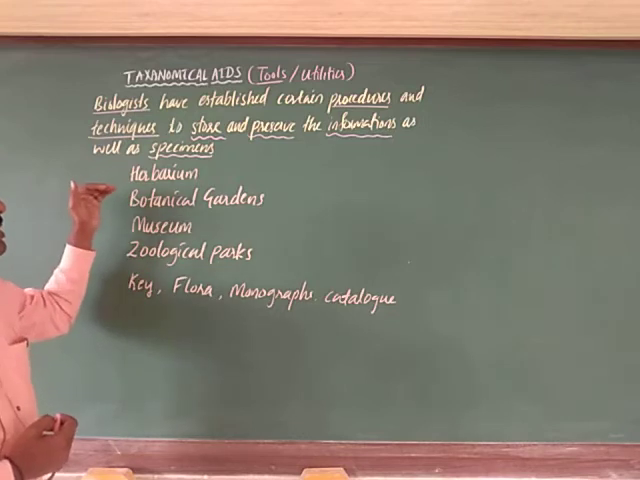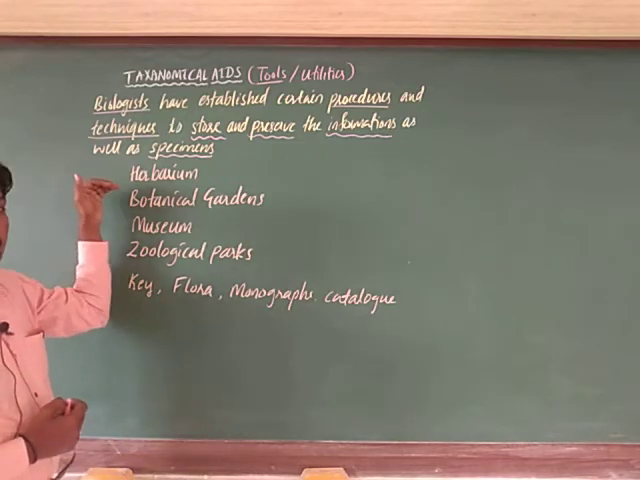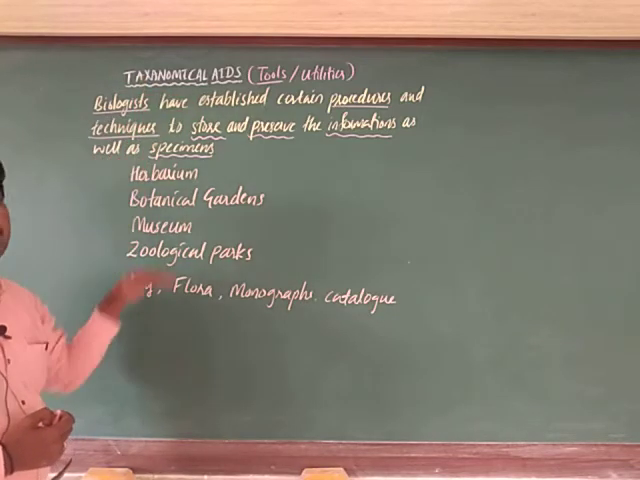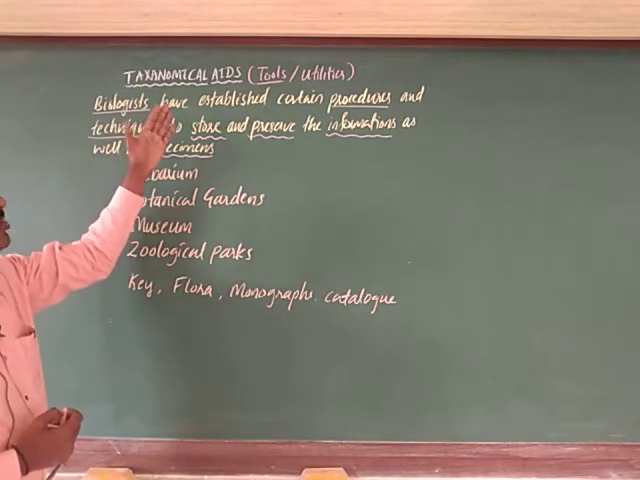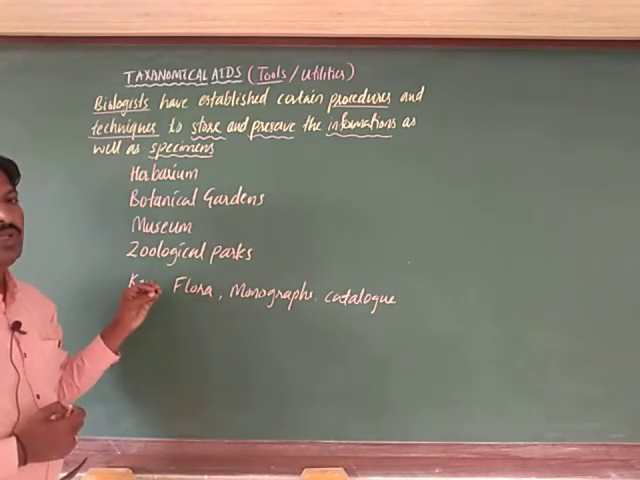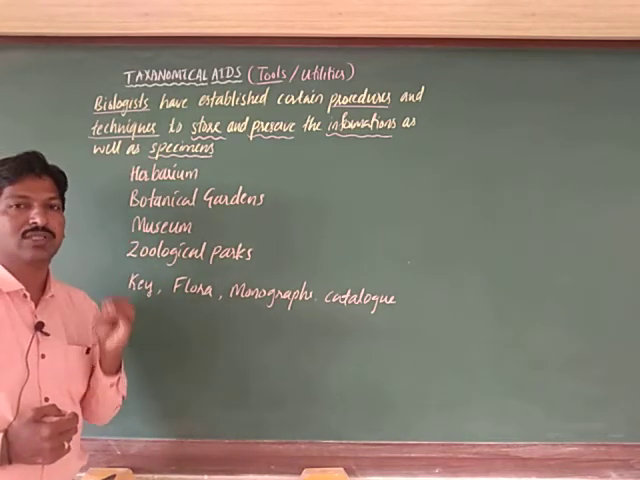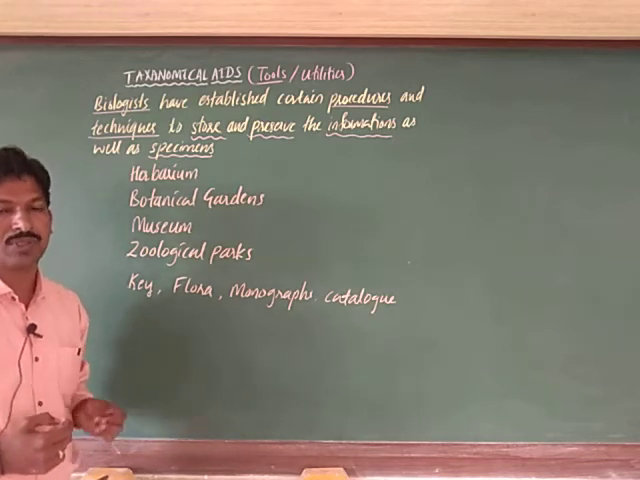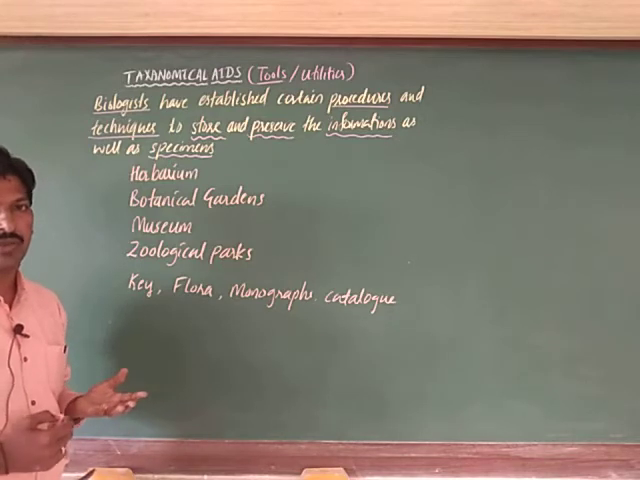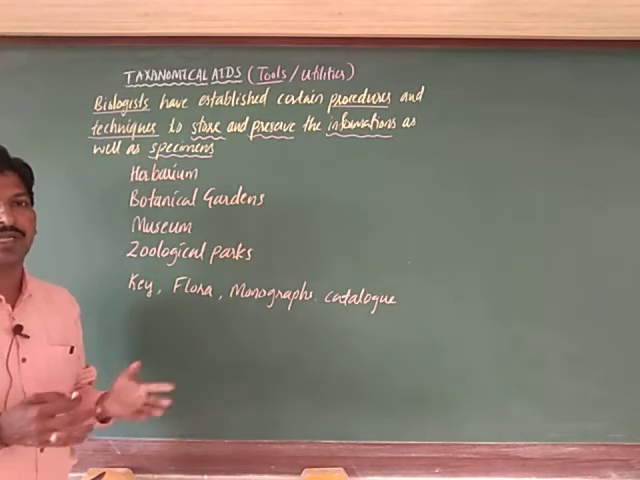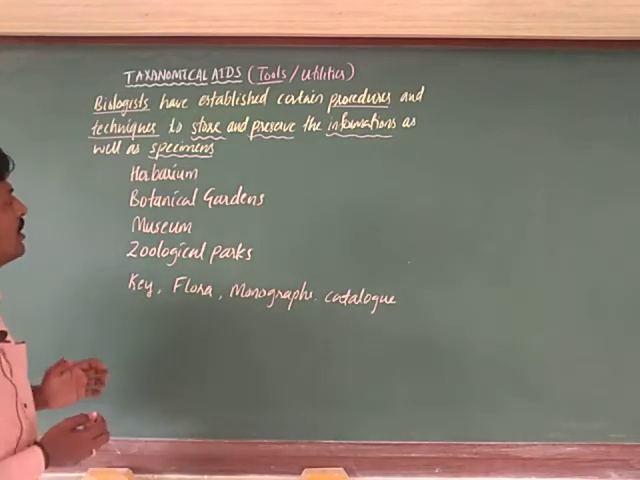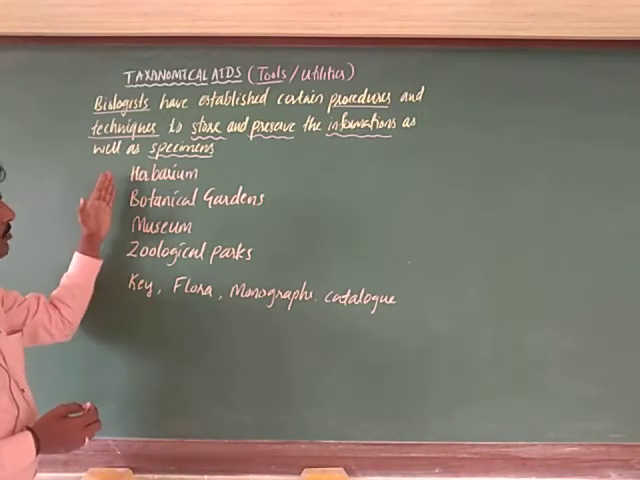Let us see the examples for the different kinds of taxonomical aids. These are the tools and utilities which are useful in the study of taxonomy, that is, the naming process or identification. When you observe a plant, how do you identify it? These are helpful. So, let us see all those examples I have taken here.